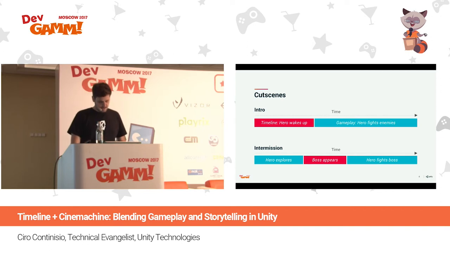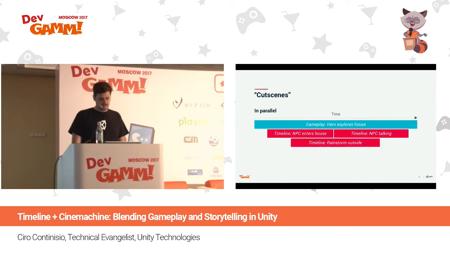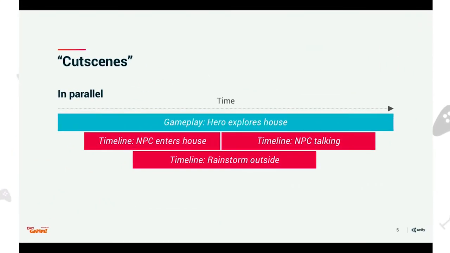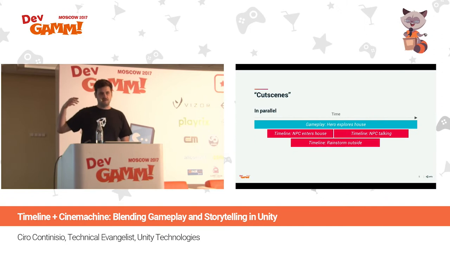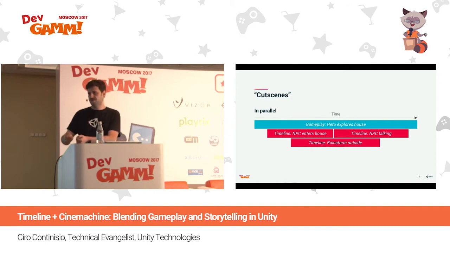But you can also think of cutscenes as something that plays in the background, so you can have gameplay that goes on uninterrupted, and then timelines that play in the background. So for example, at the same time as the hero is exploring a house, so the player is exploring a house, there's an NPC that enters the house. Then after a while, the NPC starts talking with the hero, but the player is still playing there.